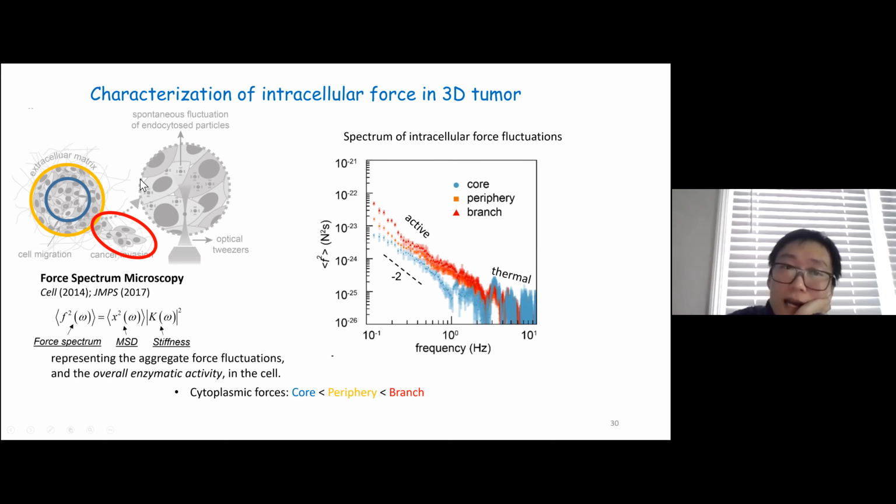We also see that those invasive cells are the most active ones, and the cells in the core are the least active ones. The cells in the branch are constantly trying to do something. They have a stronger force. They're also softer.